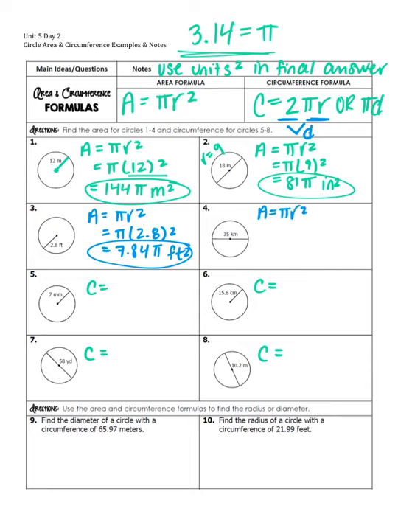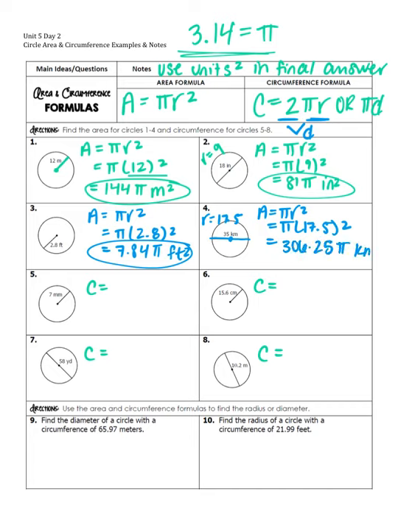Okay, so number 4, our diameter, and again, this is a diameter because it stretches across the entire circle. So we want half of that to get the radius, and half of 35 is 17.5. So my radius is 17.5. So we've got pi times 17.5 squared. And 17.5 squared is 306.25.